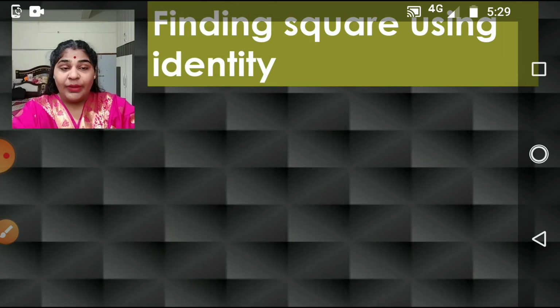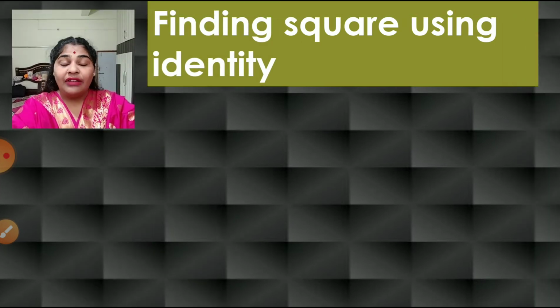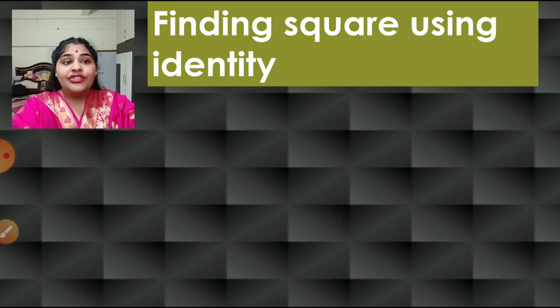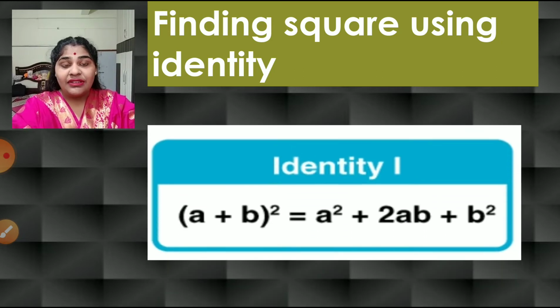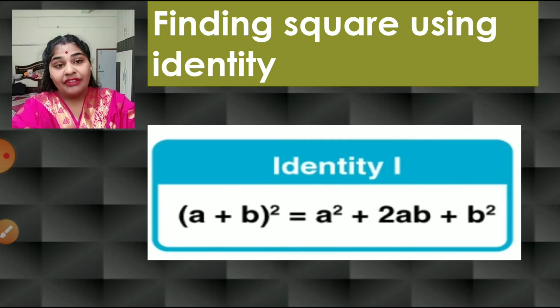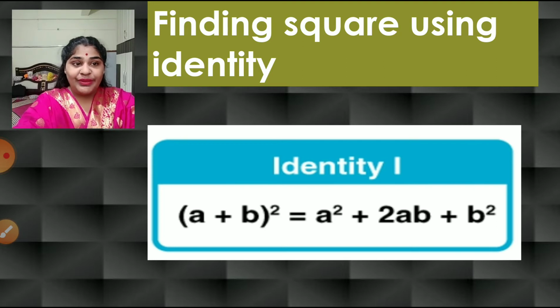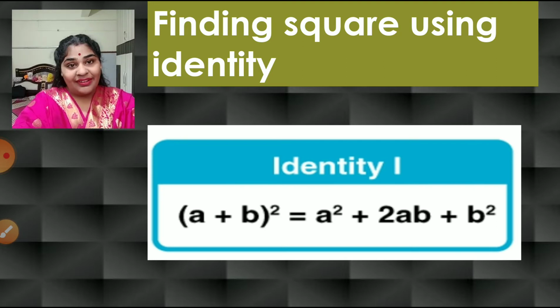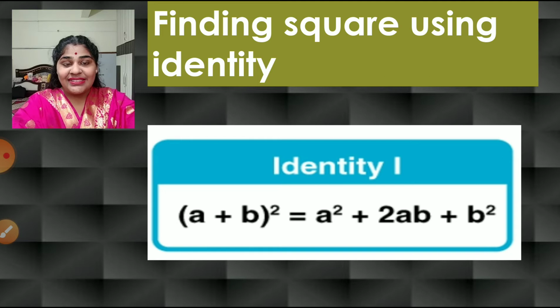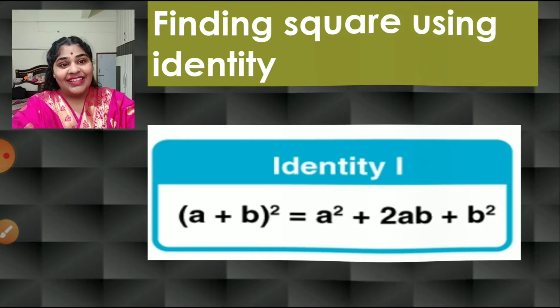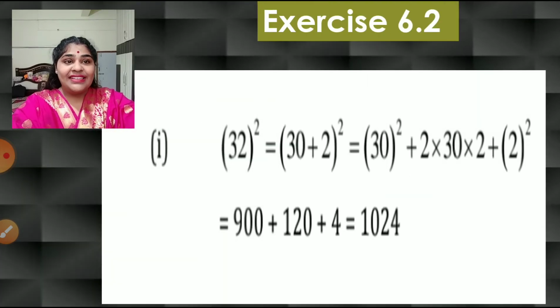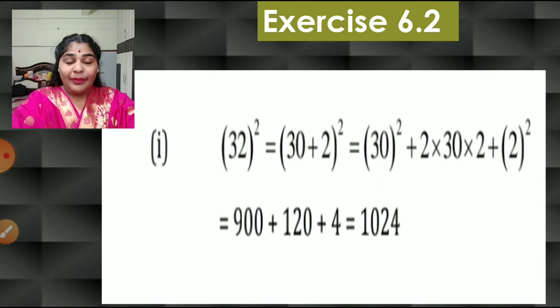So, finding squares using identities. You have already learned the identities. Here you are going to use a very basic identity, which you are all very familiar with: (a plus b) whole square is equal to a square plus 2ab plus b square. Now, how do we use this identity for finding the square of any number? Let's see that.